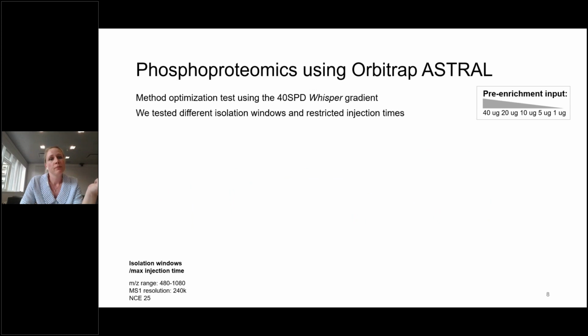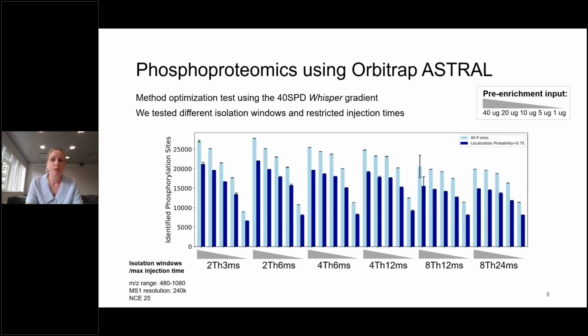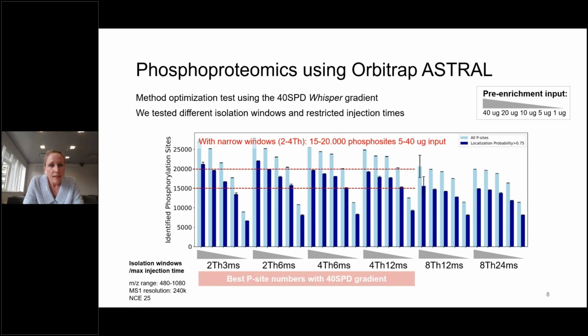So for the method optimization test, we used the 40 SPD Whisper gradient. We tested different isolation windows and restricted injection times, and you see the results here. All sites are listed in light blue and the localized sites in dark blue. And I hope you can see here that it's really for the narrow window, so 2 to 4 Thomson, that we get around 15 to 20,000 phosphosites for the 5 to 40 microgram pre-enrichment input.